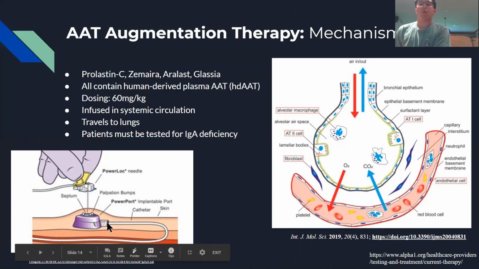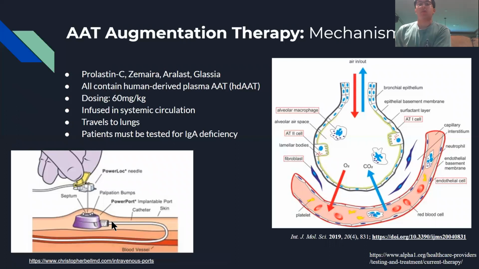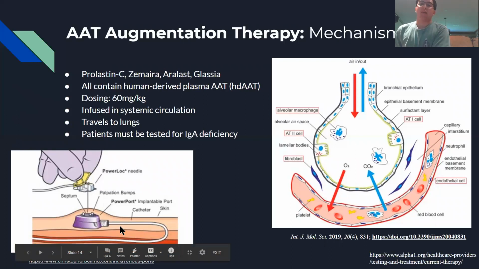So if you do not have a port, then you will have to have an IV started every single week, which can kind of wreak havoc on your veins. And so it is easy to have a port, so that serves just as permanent access.